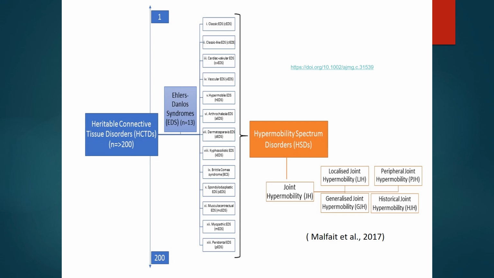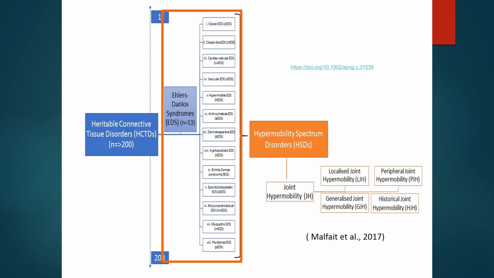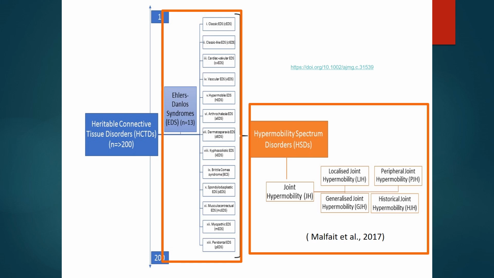So let us look closer now at these heritable connective tissue disorders. We can see within the 200 disorders on the left, there are a group of 13 disorders called Ehlers-Danlos syndromes, which we will discuss in a moment. What are common to all of these disorders are the hypermobility spectrum disorders, otherwise known as joint hypermobility. Within these there are 4 different disorders: localized, peripheral, generalized and historical joint hypermobility.